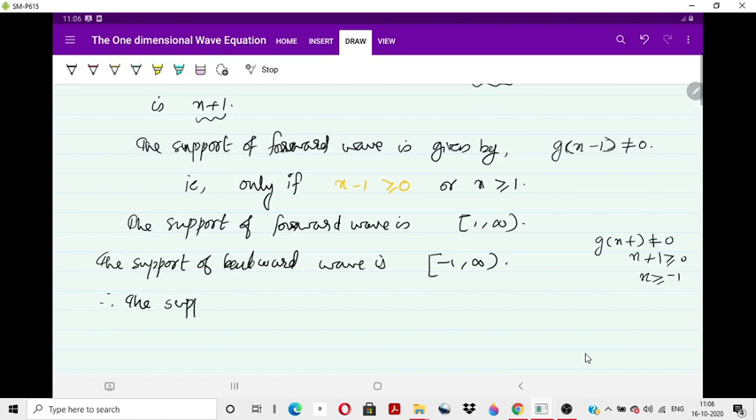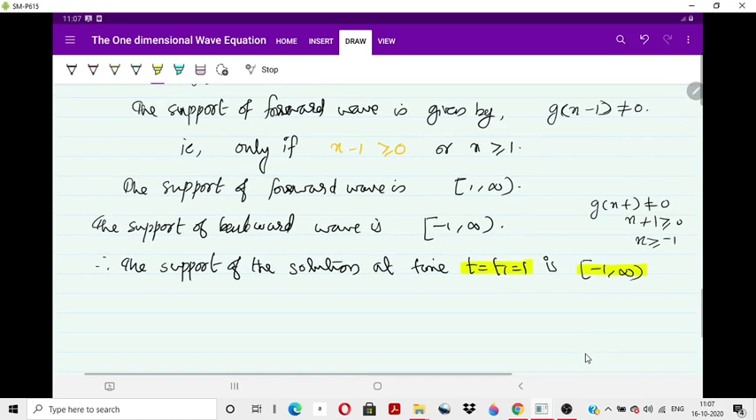The support of the solution at time t equal to t1 equal to 1 is the union of minus 1 to infinity and 1 to infinity, that is the closed interval minus 1 to infinity. So it is clear that in this closed interval u has non-zero value, and outside this interval u will be 0. To the left of minus 1, u is equal to 0, and from minus 1 onwards u is non-zero.